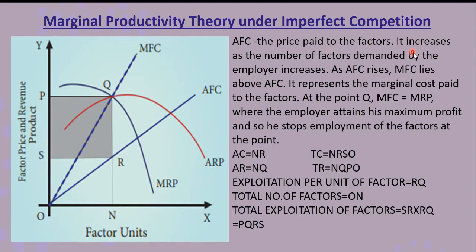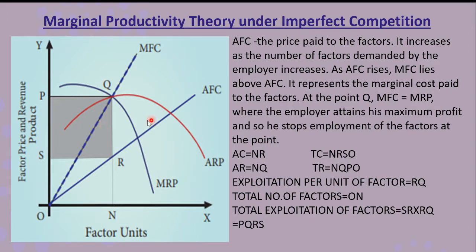So what happens to the average factor cost? It increases as the number of factors demanded by the employer increases. This curve is called the AFC curve. It slopes upwards from left to right. As you employ more and more factor units, the cost increases. So as AFC rises, the MFC curve also rises, and it lies above AFC.